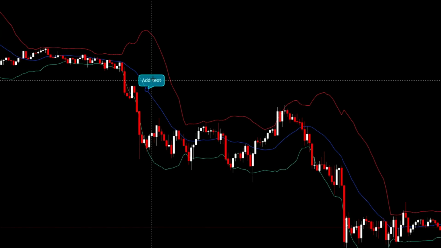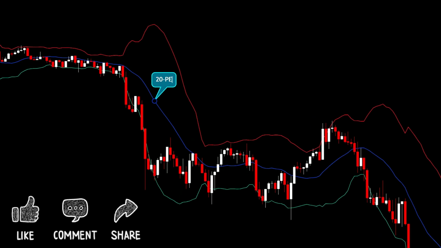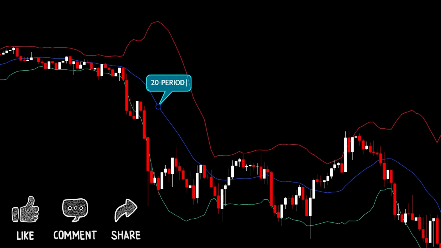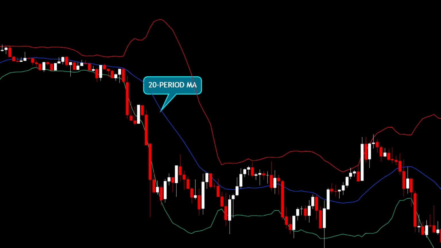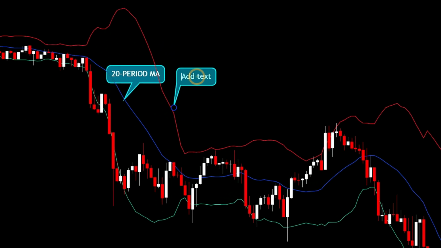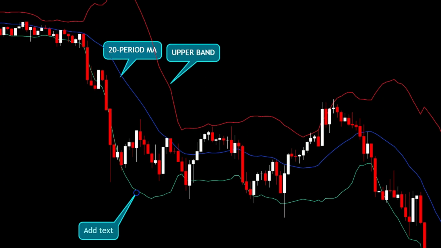Here's how they actually work. Bollinger Bands have three lines. First, the midline. That's a moving average. It tracks the general trend. Then, you've got the upper band above it and the lower band below it.